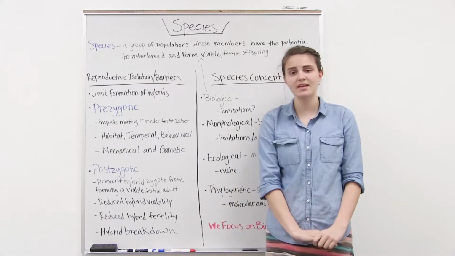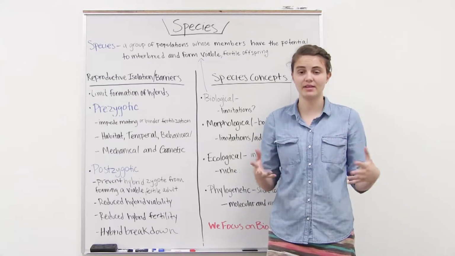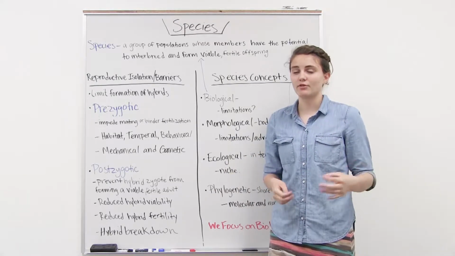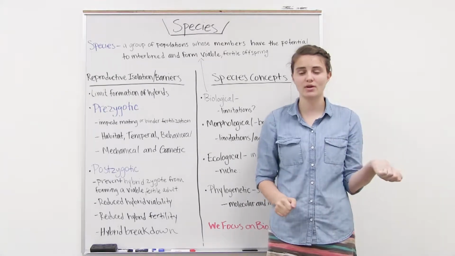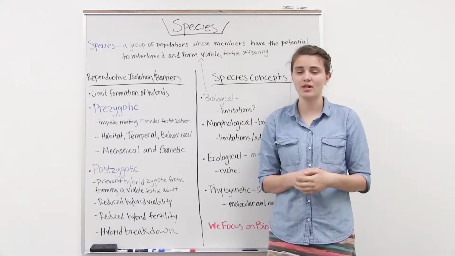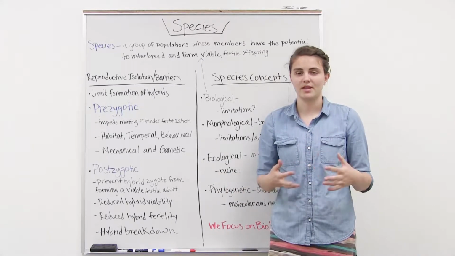Reduced hybrid fertility is that the hybrid that is formed has good viability, it can survive and live, but it is not fertile, it is a sterile organism. And so a really common example of this is when a horse and a donkey mate, they form a mule, and mules are used for lots of purposes, for farming and other things like that.